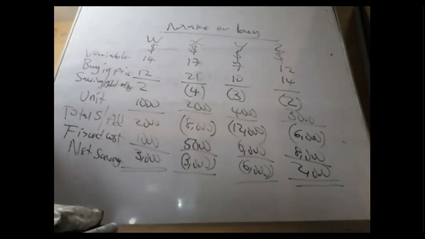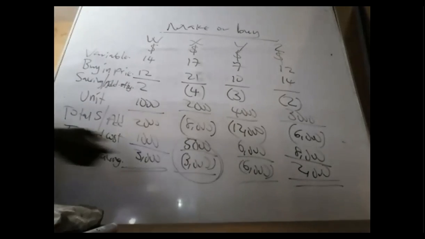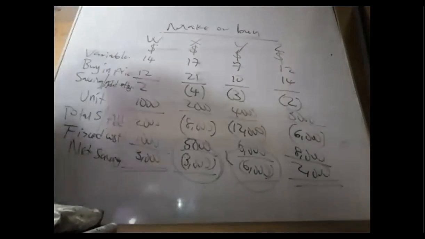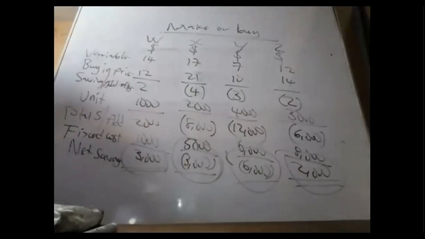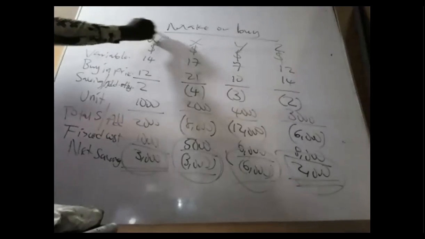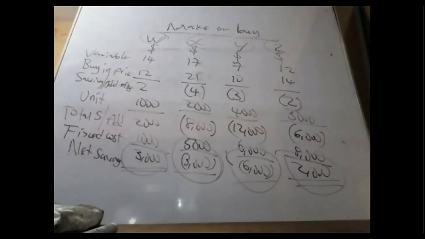So in short, they should make the one that will cost them more to buy, and they should buy those that they will save money on. In short, they should buy W and Z and make X and Y. Look at their position. Very nice position. On that note, I'm done with the make or buy decision.